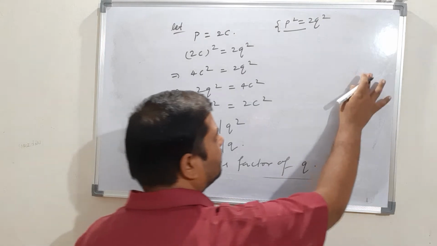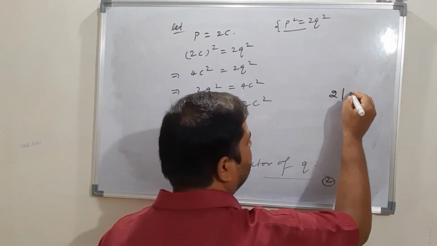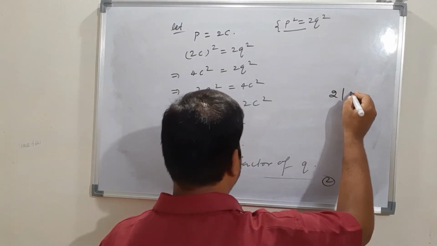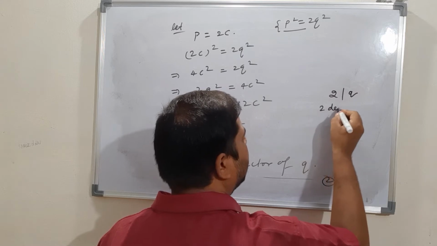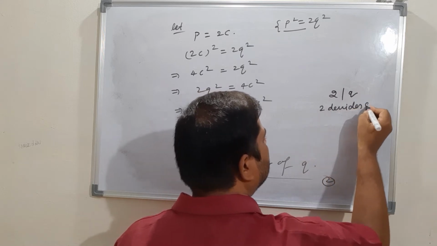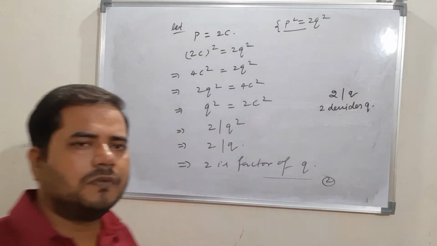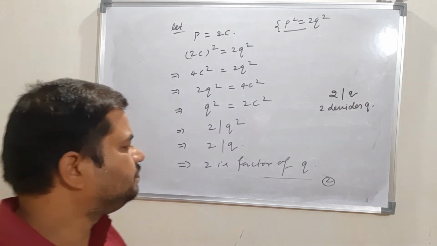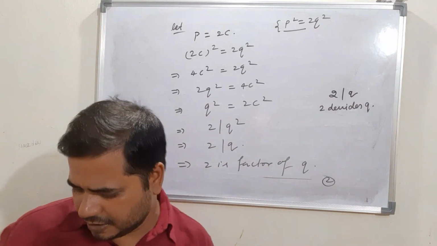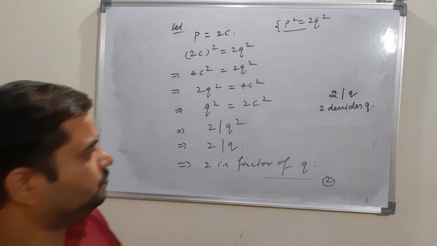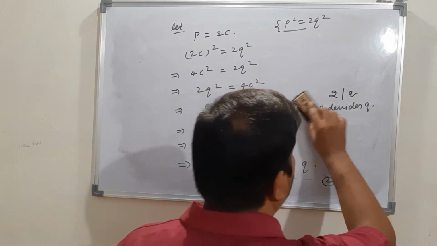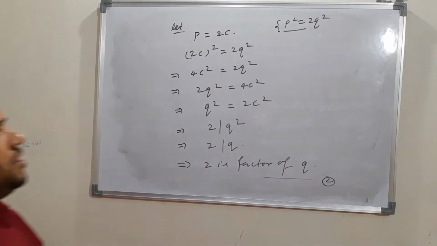This sign means 2 divides q. So this means 2 divides q. Okay, so this is the equation number 2. Now note it down fast.